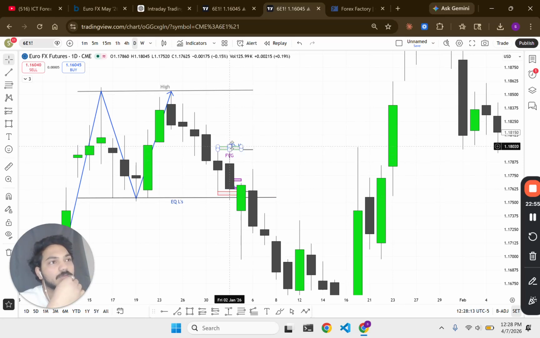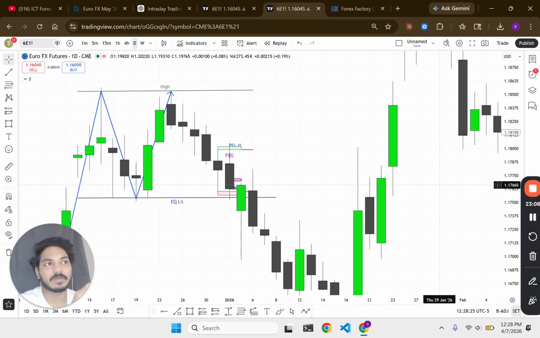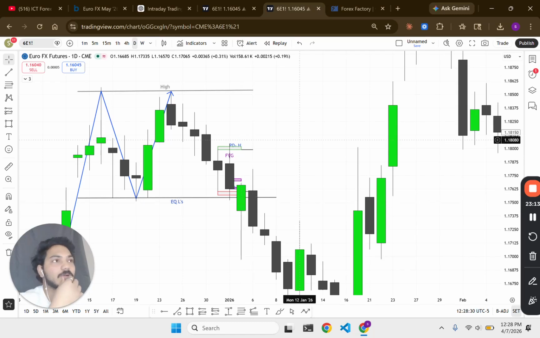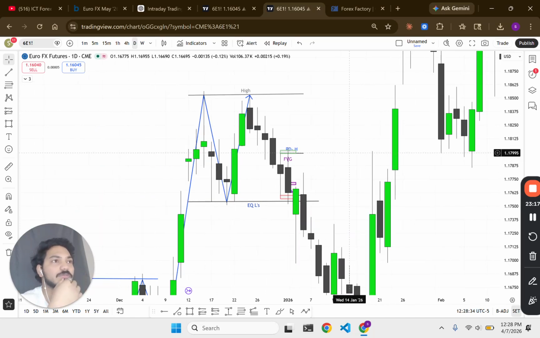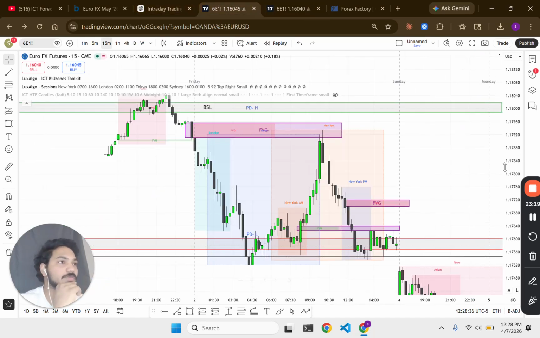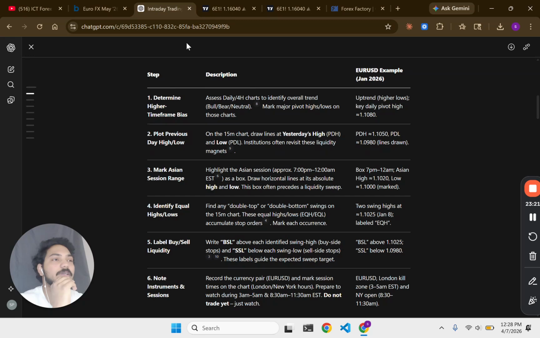When both the previous day high and low are taken, just remember this: whenever the previous day high and low both are taken out, it is considered as either a reversal or maybe something like a retracement. That's what we see in the next day's green candle here. We'll try to confirm it more in our next videos. Let's finish off this video with whatever information we can.